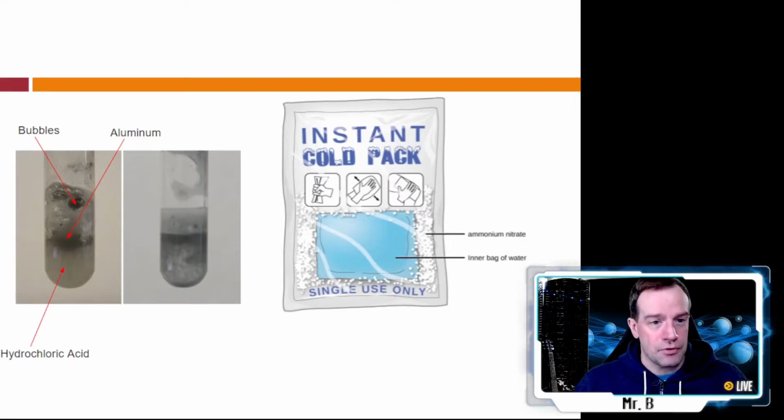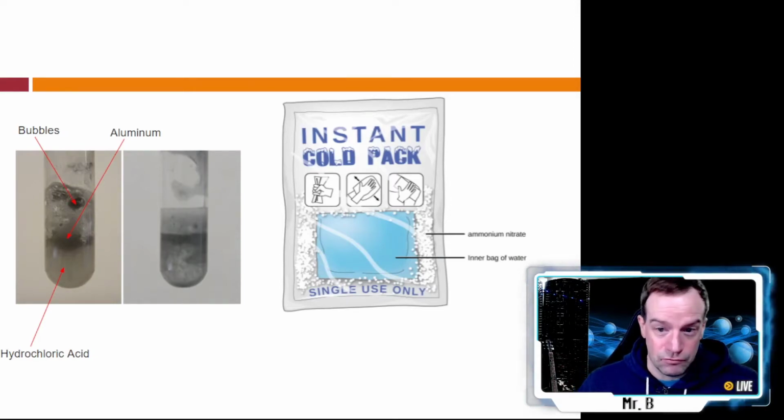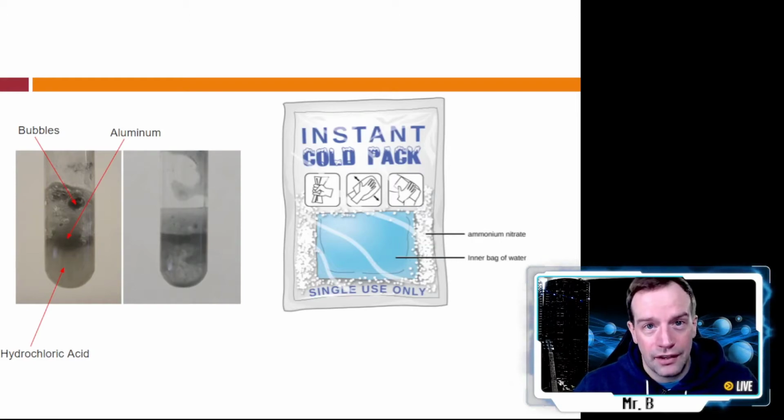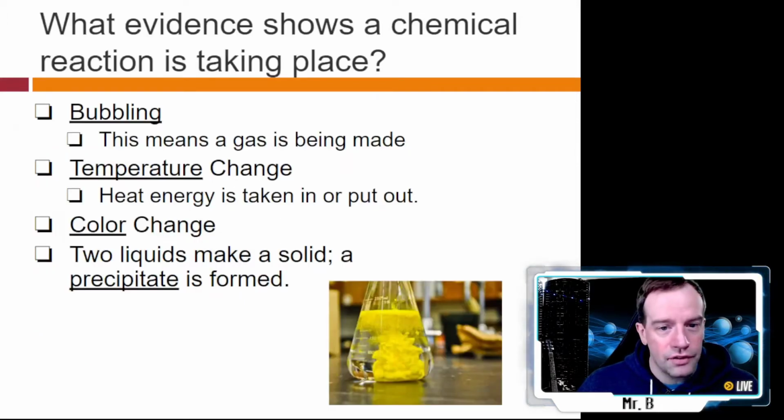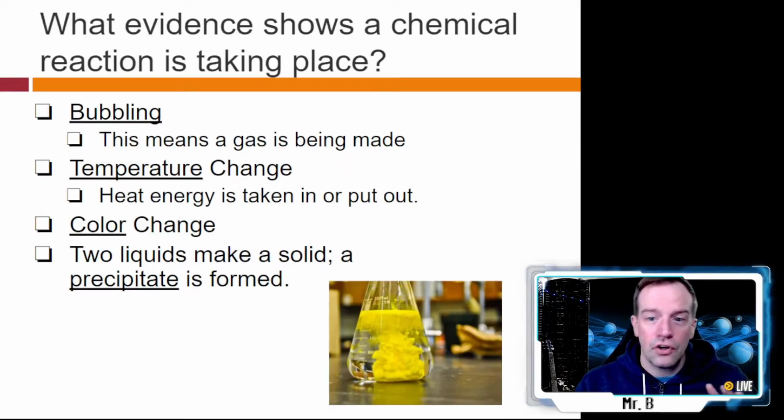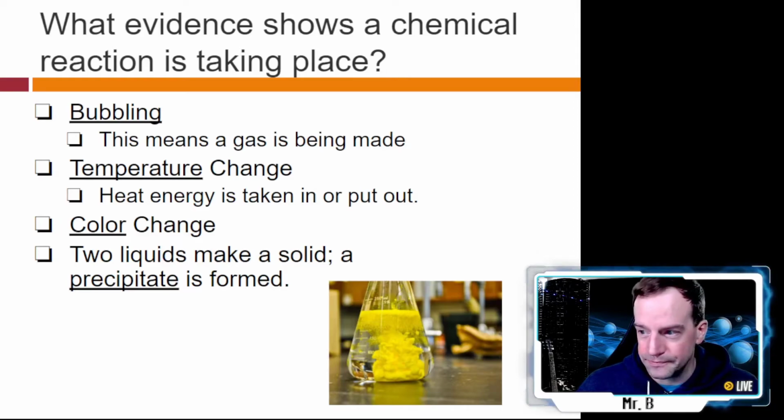Sometimes there's a change in temperature. Fire is a chemical reaction. It's getting hot. That is evidence of a chemical change. Cold packs work the same way. You break that thing in the middle, you mix it up, and it becomes cold. That is a chemical reaction. So all these types of evidence of chemical reactions often are not isolated. Usually you get more than one piece of evidence to show that a chemical reaction is occurring.